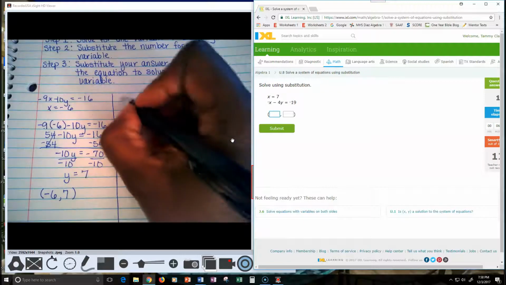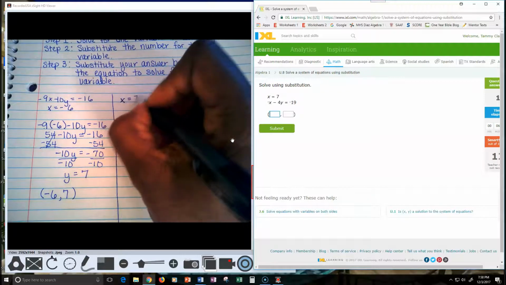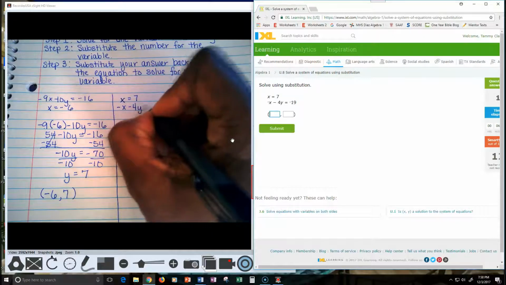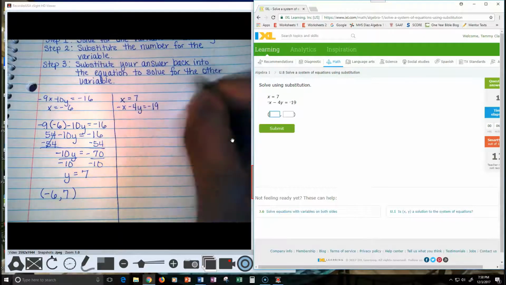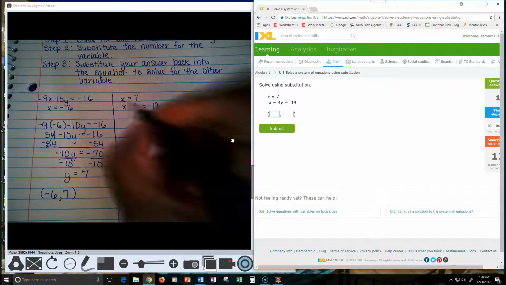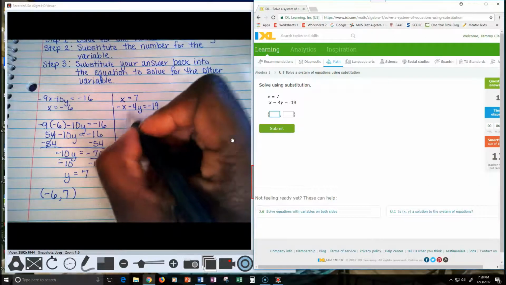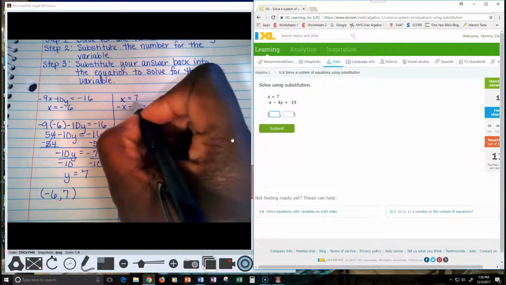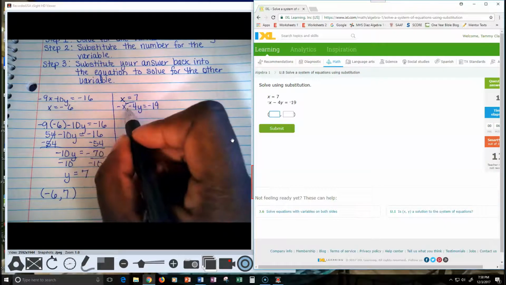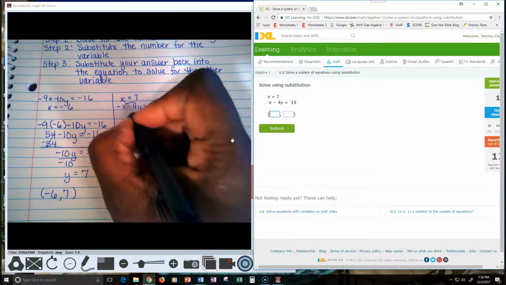All right, we're going to go ahead and take a look at another one. This time we have x is equal to 7. Negative x minus 4y is equal to negative 19. I know what x is. It is 7. So I'm going to replace x with 7.